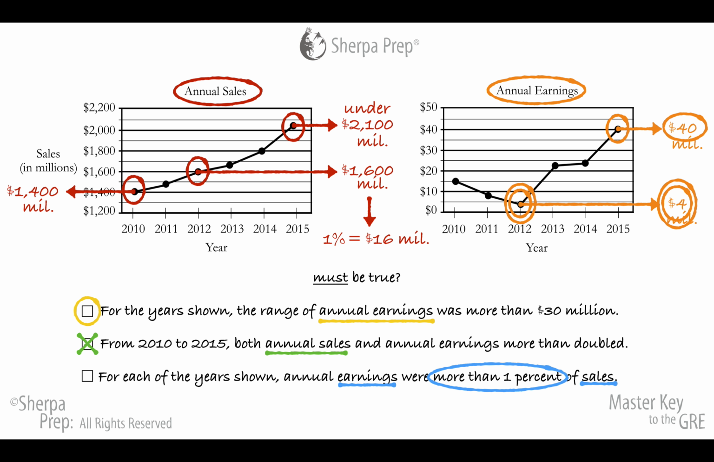And we know this because to get 1% of a number, you simply shift its decimal 2 spaces to the left, and so doing so here gives us the 16. As we can see, however, earnings that year were only 4 million. That's far less than 1%, and that's the reason that the third statement is also not true.